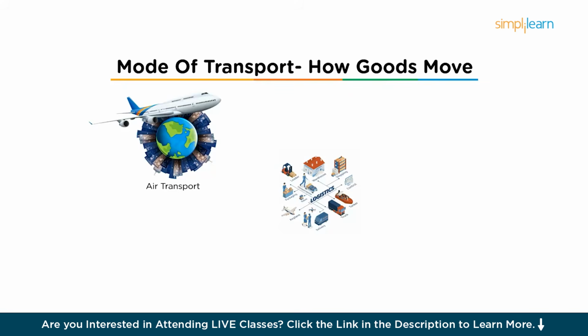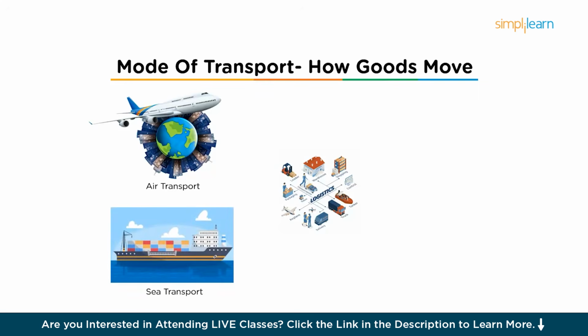But there are disadvantages as well. This is expensive compared to other modes. Limited capacity because planes can carry only such weight and size. Weather can cause delays. Examples are shipping luxury watches from Switzerland to the US, delivering spare airplane parts for urgent repairs. The second transport is the sea transport.